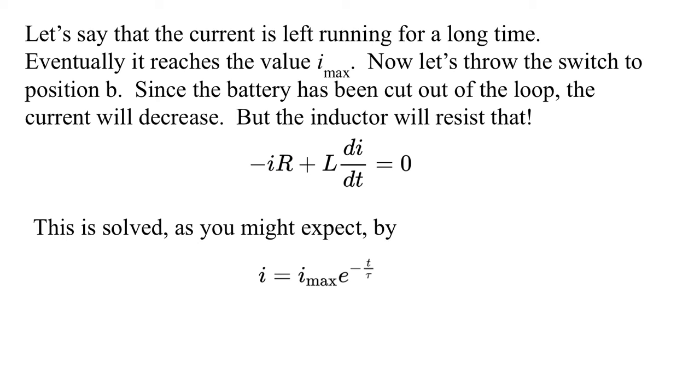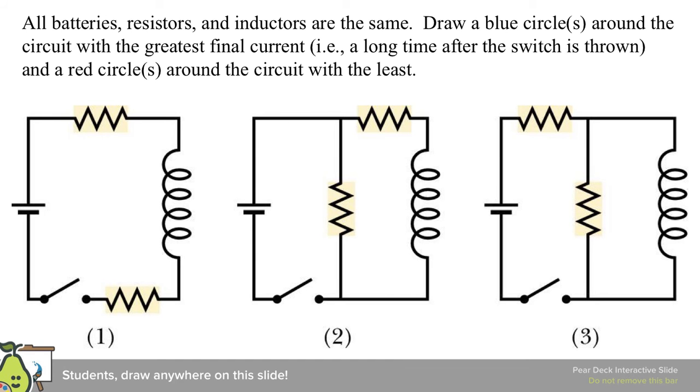So we get a different sign of voltage. And this is then solved by saying that the current is the current max times the exponential e to the minus t over tau, just like we had before with capacitors, except now it's with inductors, and so tau is a different thing. It's L over R rather than RC. All right, all batteries, resistors, and inductors are the same in this picture. Draw a blue circle around the circuit with the greatest final current after a long time after the switch is thrown, and a red circle around the one that has the least.